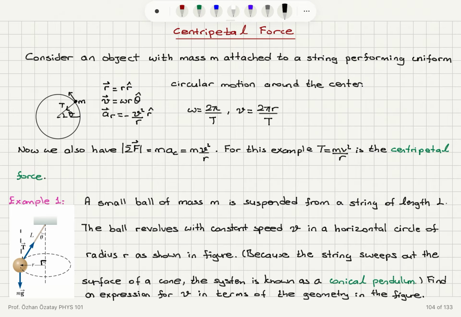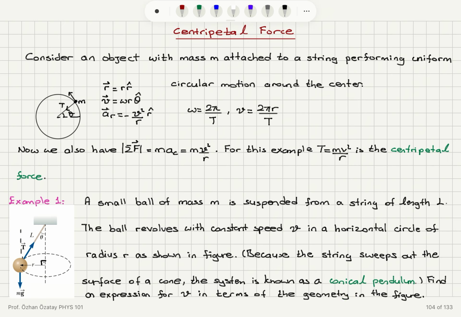here, there is going to be a relationship between L and r, considering the angle theta with the vertical axis. Because the string sweeps out the surface of a cone, so you can see that this is going to be completing a cone here, the system is known as a conical pendulum. Find an expression for v in terms of the geometry in the figure.